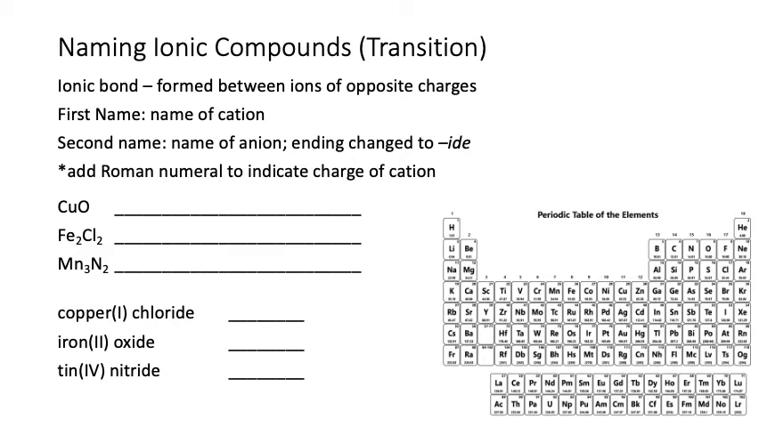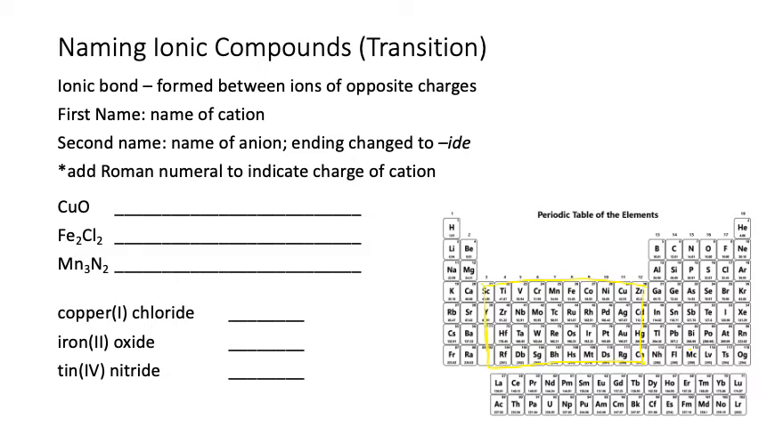Now in this one, we're going to talk about naming ionic compounds with transition metals. And let's remember what our transition metals are. They sit in between group 3 through 12. These are going to be our transition metals. Now, we're not going to lose our base system of naming ionic compounds. What's still holding true is that the first name is the name of the cation, and the second name is the name of the anion changed to -ide.